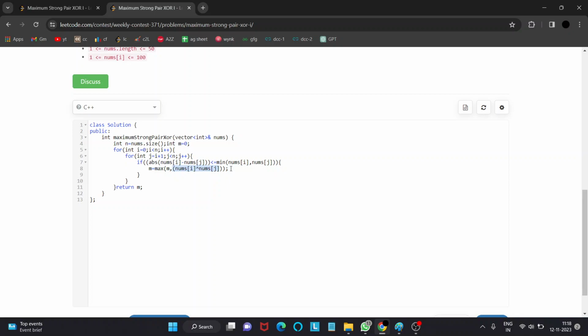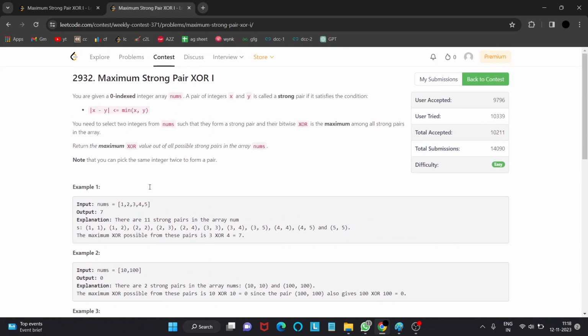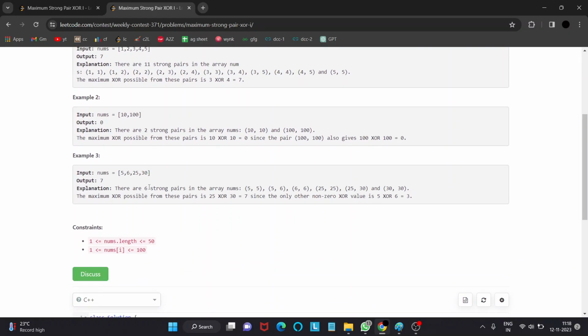of nums of i and nums of j, and we also maintain a variable m which stores our answer, that is the maximum value of all the XOR values. At the end we just return the m value, that is asked in the question. And the time complexity of the code is O of n square, which satisfies the constraints given in the question.